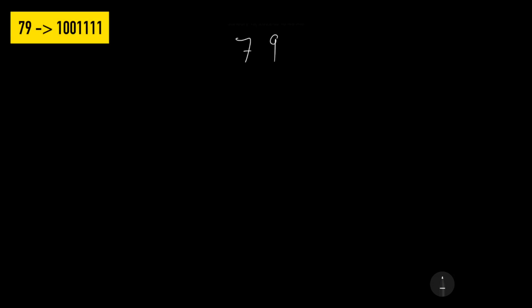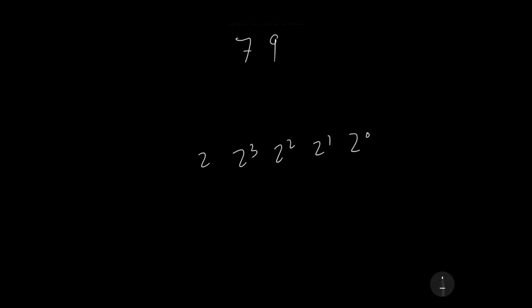Let's do yet another example. Let's say we have 79. Okay, it's a bigger number. All right, so we're just going to go ahead and do our thing. 2 to the power of 0, 2 to the power of 1, 2 to the power of 2, 2 to the power of 3, 2 to the power of 4, 2 to the power of 5, 2 to the power of 6, 2 to the power of 7. That should be good enough. So we've got 1, 2, 4, 8, 16, 32, 64, 128.